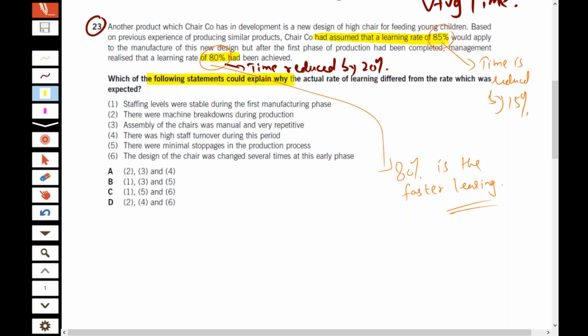Okay, then go ahead with the requirement. Which of the following statements could explain why the actual learning rate differed from the rate which was expected? One, two, three, four, five, six.